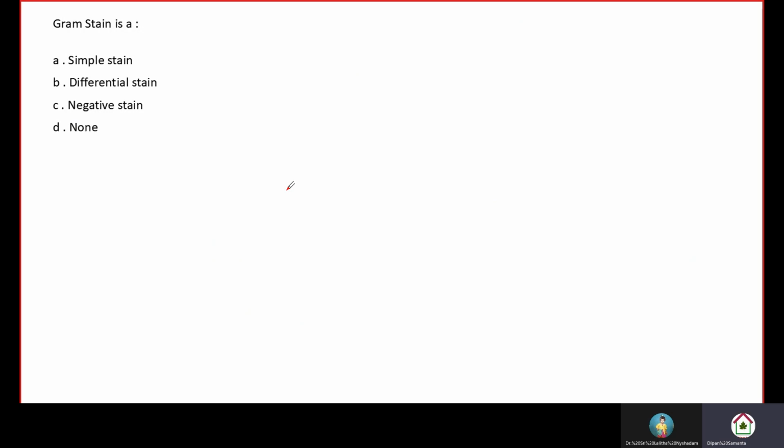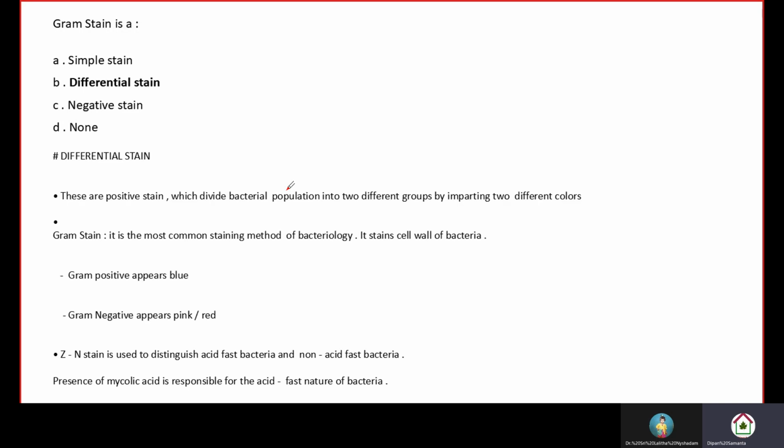The first question: Gram stain is a simple stain, differential stain, negative stain, none of the above. So it is a differential stain. These are positive stains which divide the bacterial population into two different groups by imparting two different colors. Gram stain is the most common staining method in bacteriology.